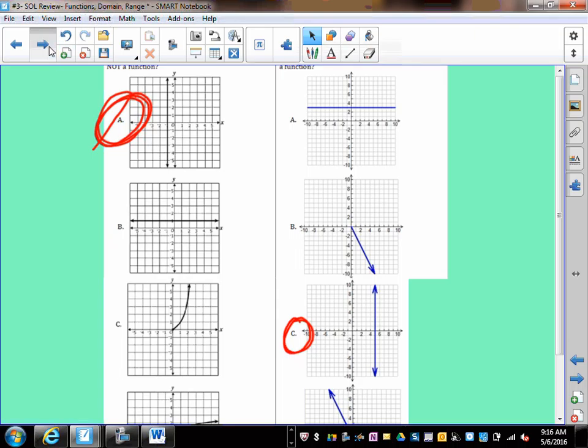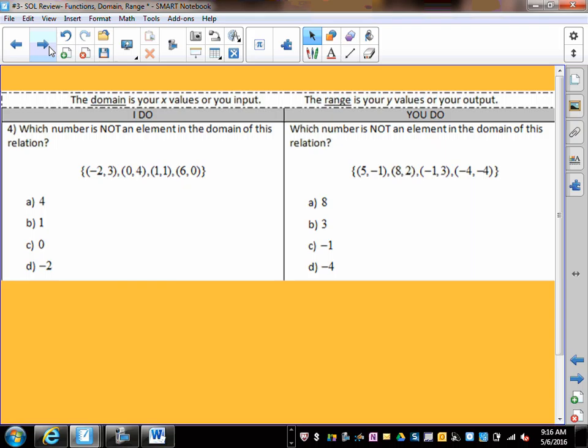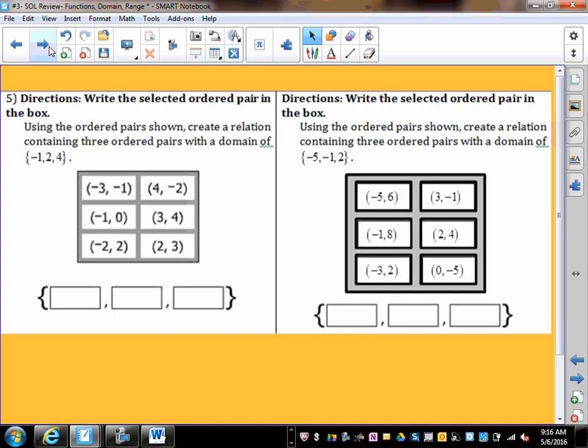the next piece there. All right, we already talked about domain and range some, so I'm going to skip through a couple of these. All right, these are good ones. So it says, write the selected ordered pair in the box. Using the ordered pair shown, create a relation containing 3 ordered pairs with a domain of negative 1, 2, and 4. So this is one of those technology enhanced where you have to click and drag and move the answer choice into the box. Okay, so we need our domain to be negative 1, 2, and 4.